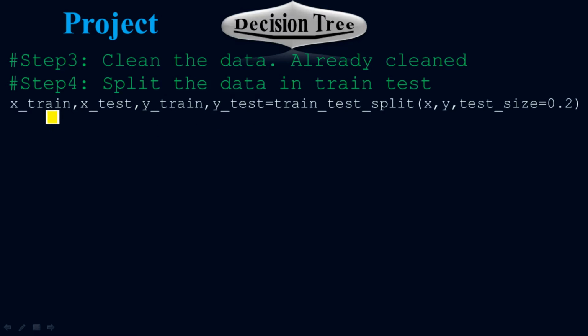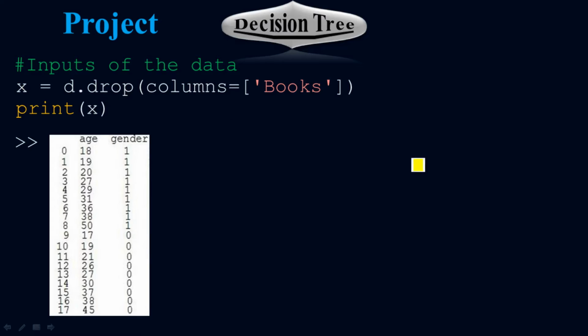So this is the input train data, this is the output train data. This is the input test data, this is the output test data. So x is the input data, y is the output data. And then we use the train_test_split function, where we are passing the input data and the output data. Make sure for splitting the data, you have to pass the input data and the output data. In step number 2, we had x, it is input data.